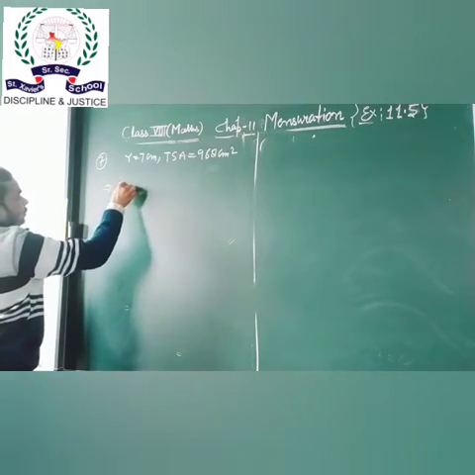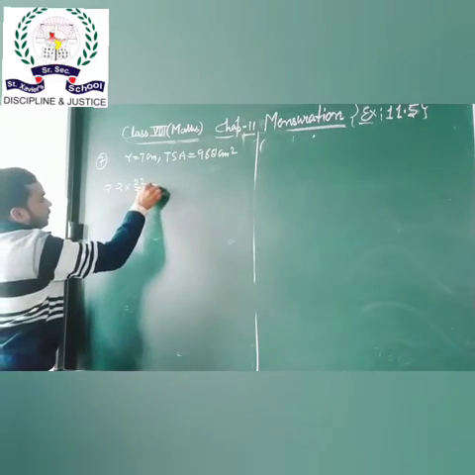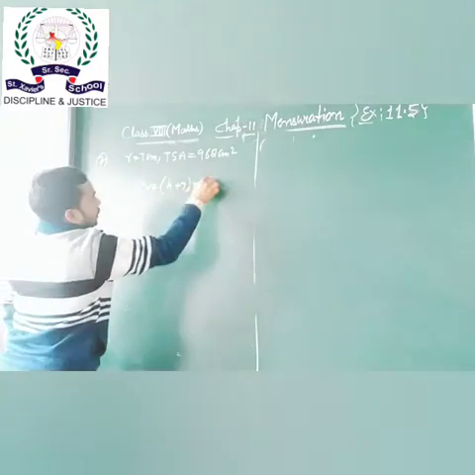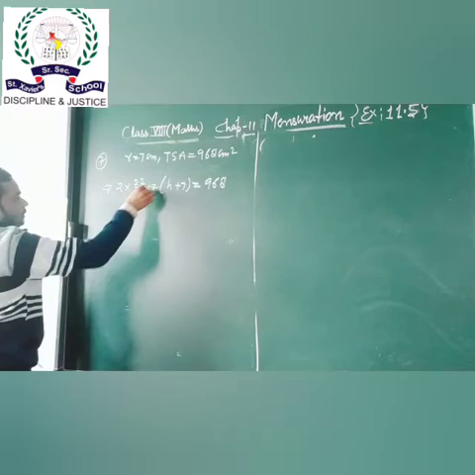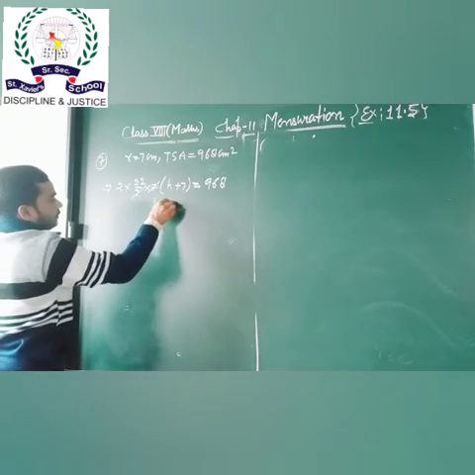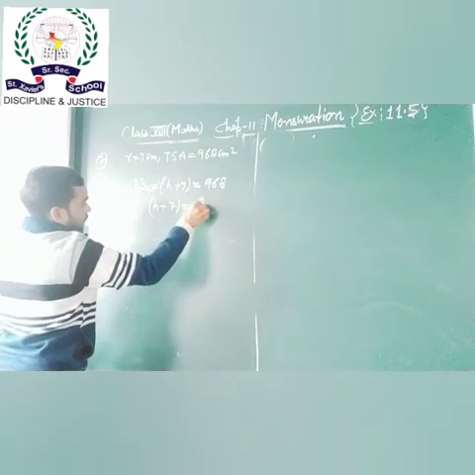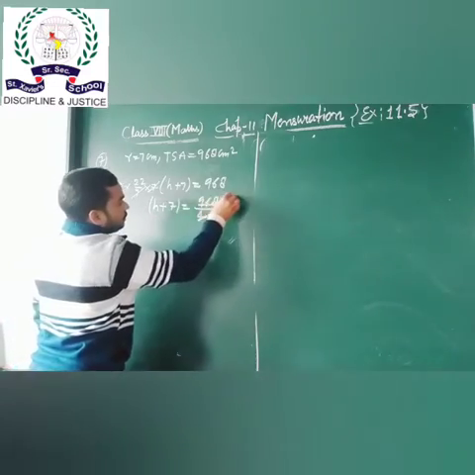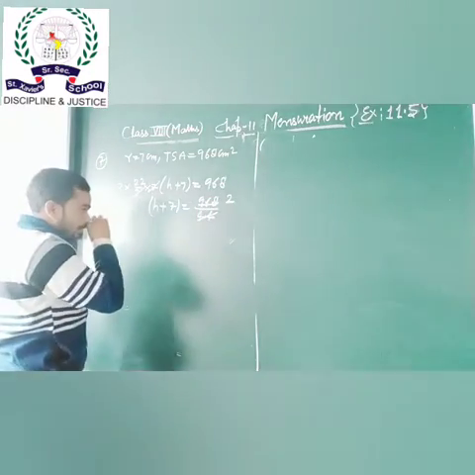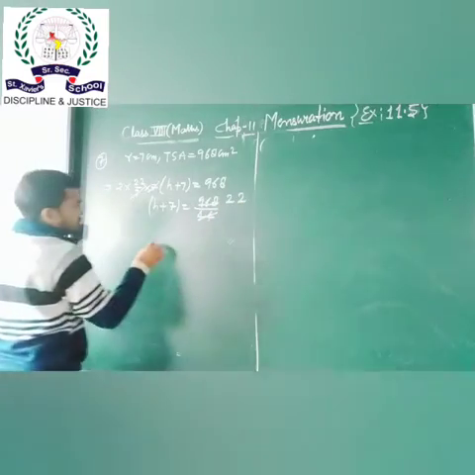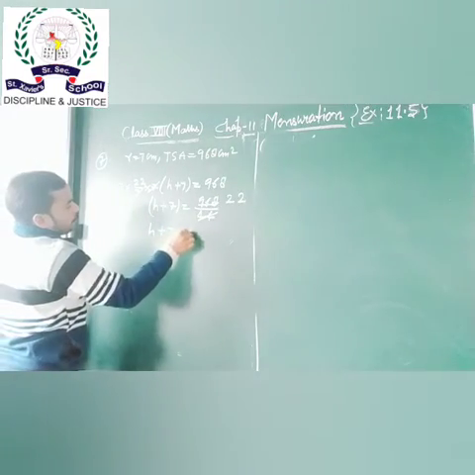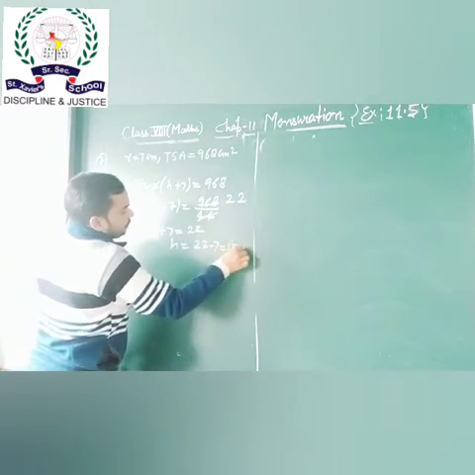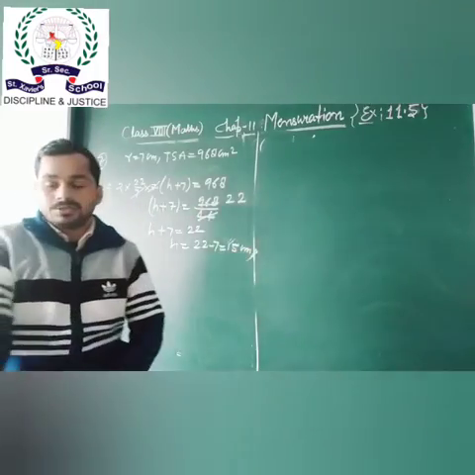So 2 into 22 upon 7 into 7, 2 pi r h plus 7 equal 968. 7 divided by 7, so h plus 7 equal 968 divided by 44. 44 twos are 88, remaining 8, 88 again, 44 twos are 88. So h plus 7 equal 22. So h equal 22 minus 7 equals 15 centimeter. So height of cylinder is 15 centimeter.